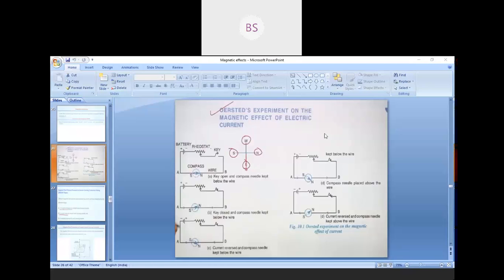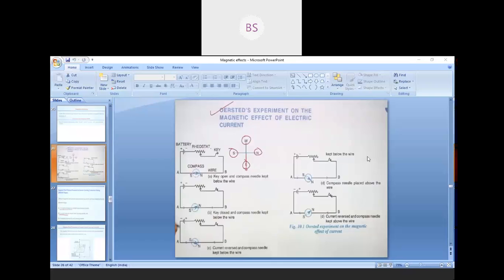Okay, so in the previous class we have studied about Oersted's experiment, and we have observed his different experiments: when the compass is kept below the wire, and when the compass is kept above the wire. All these things we have studied in the previous class.